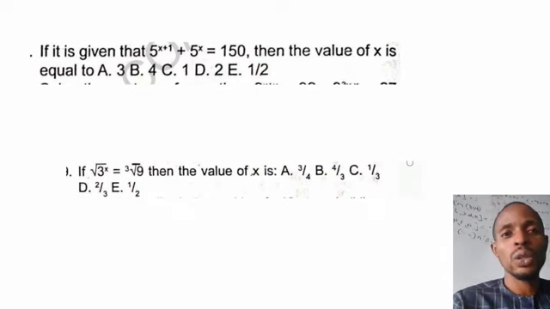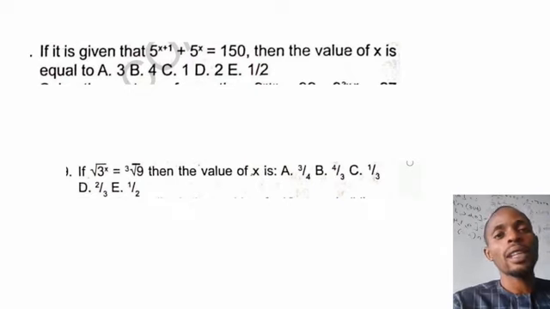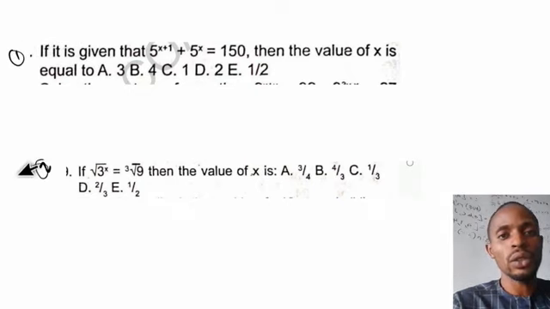So let's dive into the solution of the question here. This is question 1, and we have question 2 to solve in this video. Question 1 says that if it is given that 5 raised power of s plus 1, plus 5 raised power of s, is equal to 150, then the value of s is equal to, so we have our options. Let's quickly bring it out.